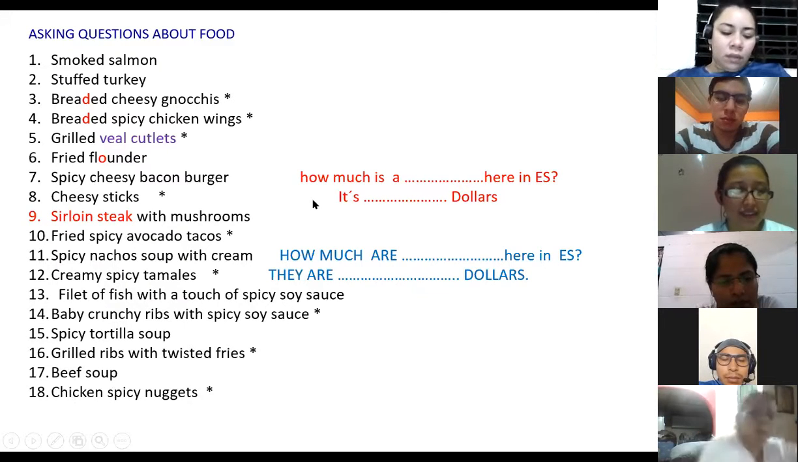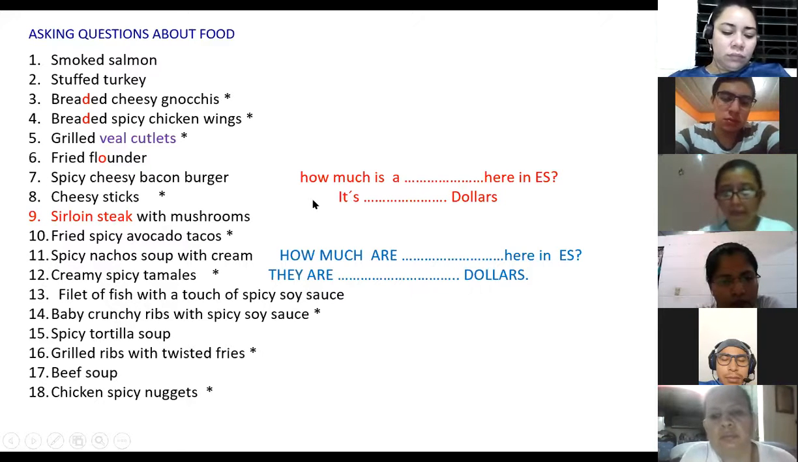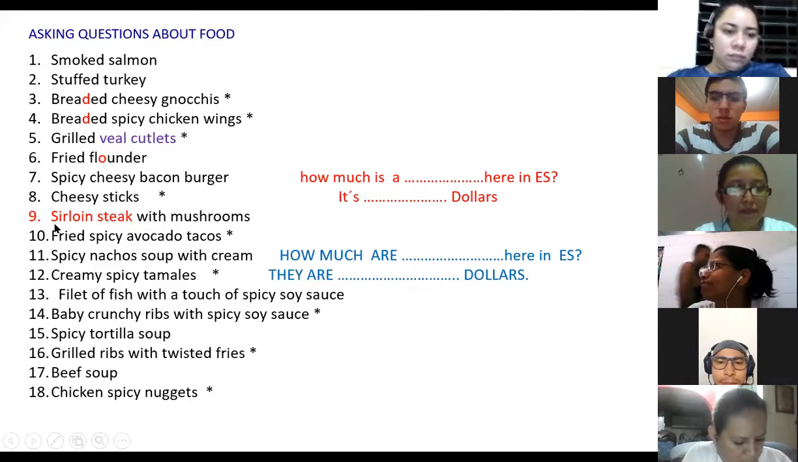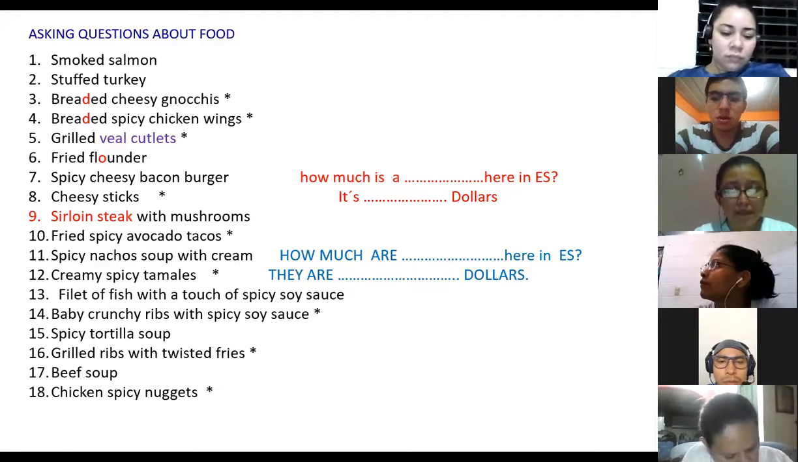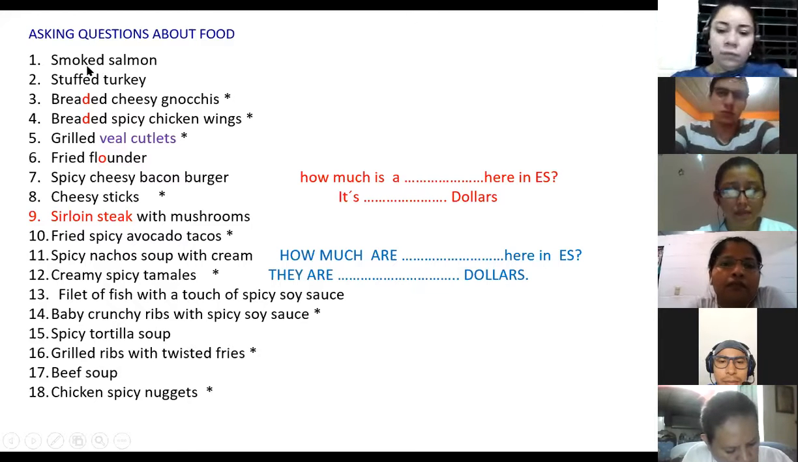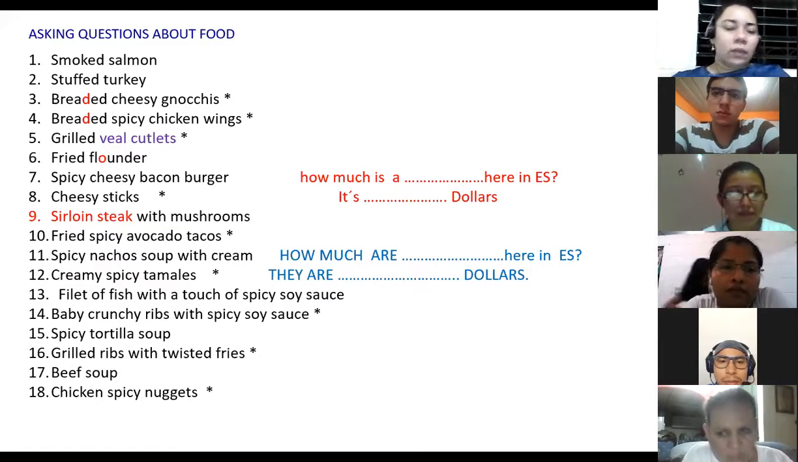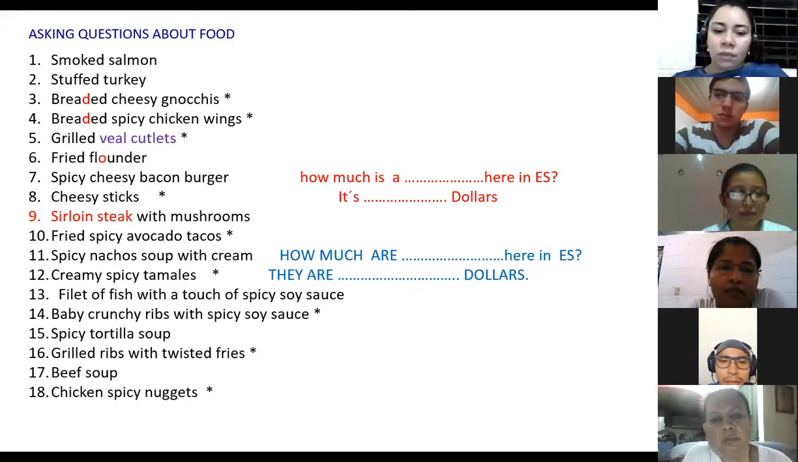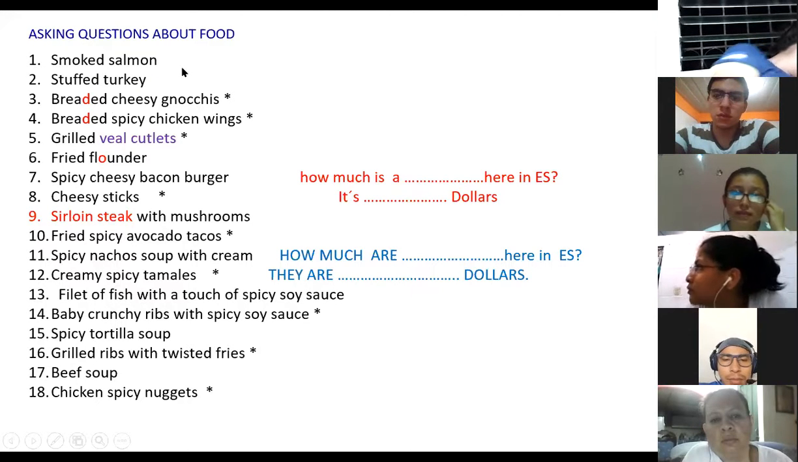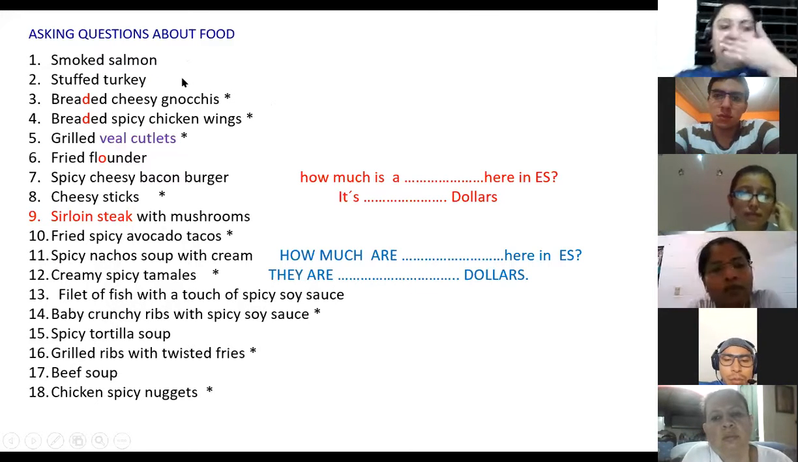Let me see. All right, Noemi. Okay, from 1 to 9, díganlas en inglés y díganos qué es. Tell it in English and definition in Spanish. Smoked salmon, stuffed turkey, breaded cheesy gnocchis. But at the same time, the meaning in Spanish. Smoked salmon, salmón ahumado. Stuffed turkey, all right?